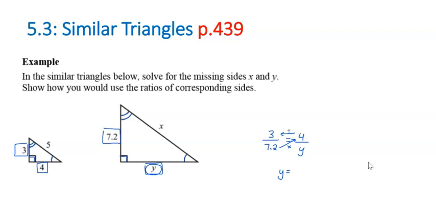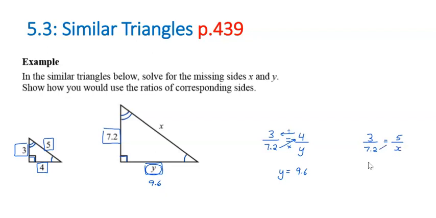So I take my 7.2 on my calculator, multiply that by 4, that's 28.8. I divide by 3, and y is equal to 9.6. I can also solve for x. Again, I can use the sides that I know. 3 over 7.2 is equal to, and then again I take my small one, 5 over x, and I can solve for x.